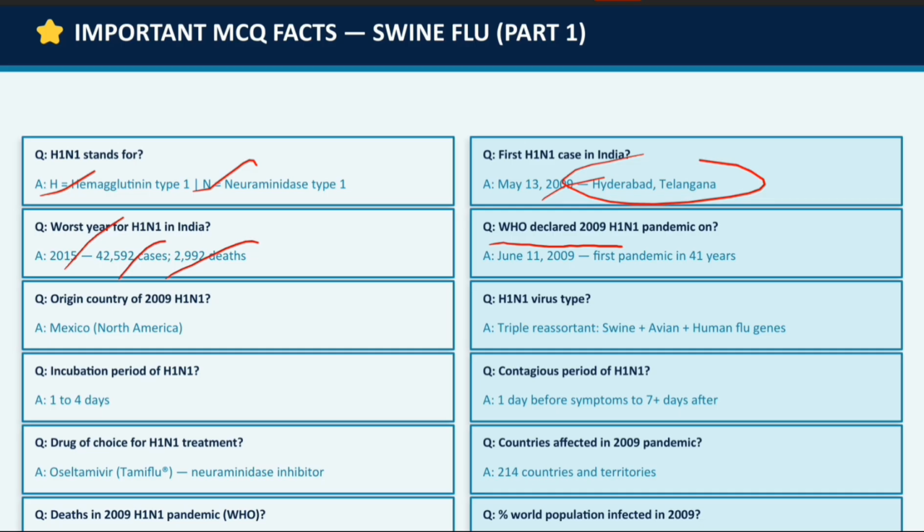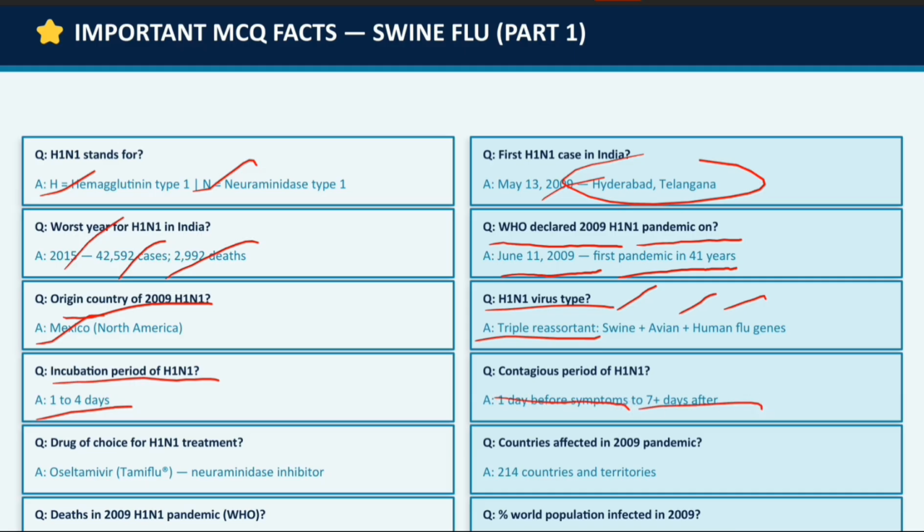WHO declared the 2009 H1N1 pandemic on June 11, 2009, the first pandemic in 41 years. Origin country of 2009 H1N1: Mexico, North America. H1N1 virus type: triple reassortant, meaning genes of three types are present in this virus: swine, avian, and human flu genes. Incubation period of H1N1 is 1 to 4 days, and the contagious period is from 1 day before symptoms to 7 days after.